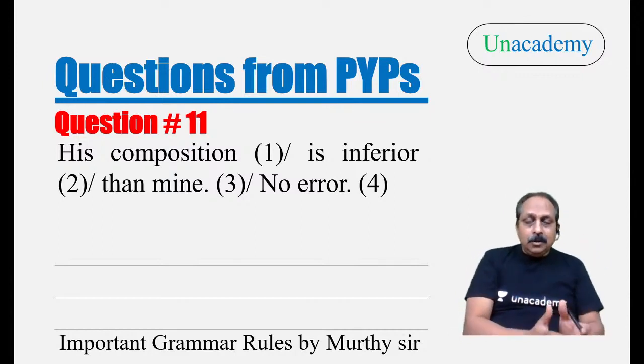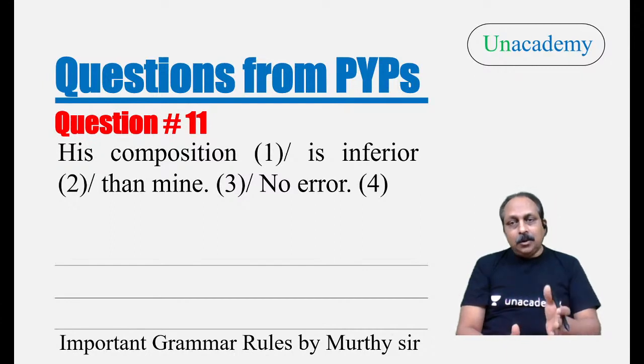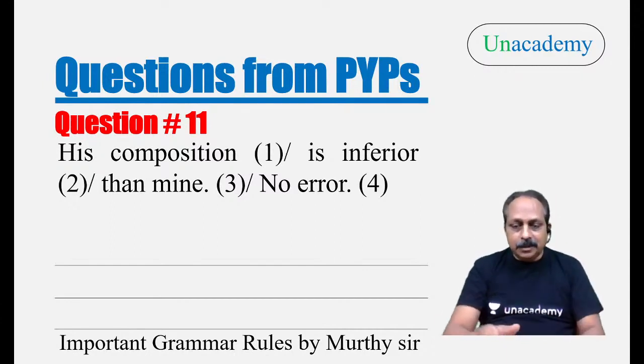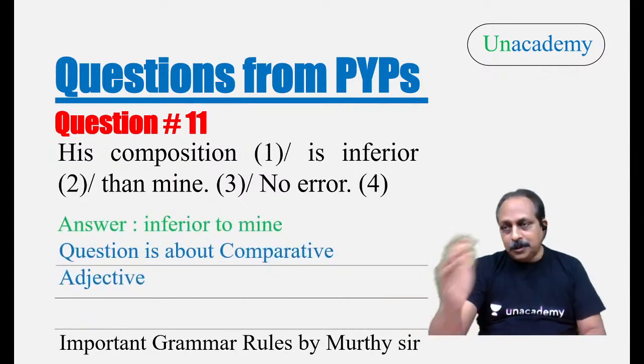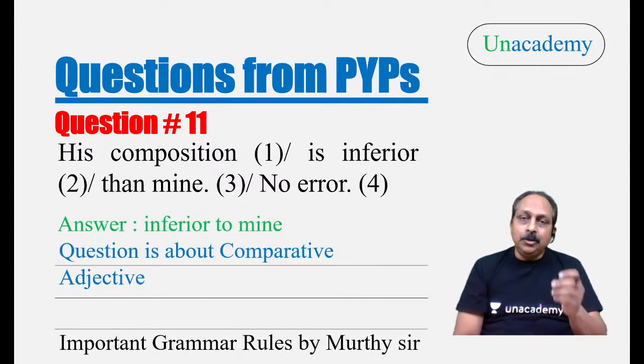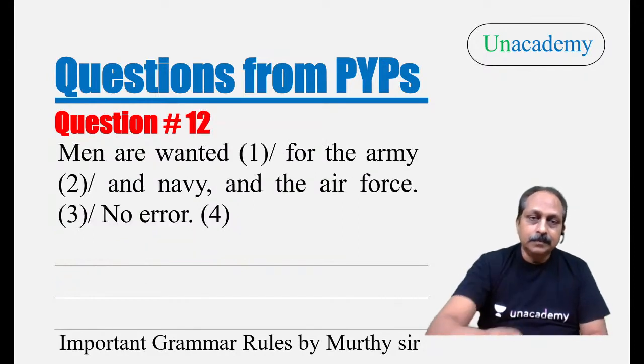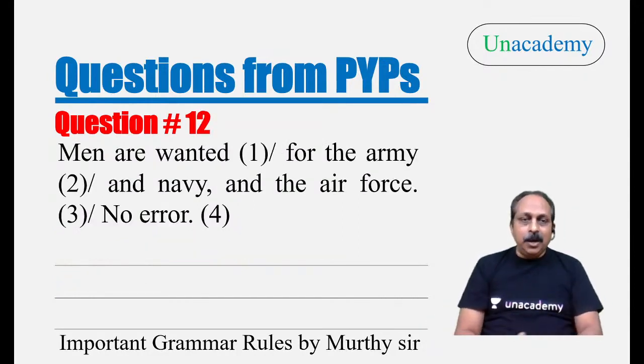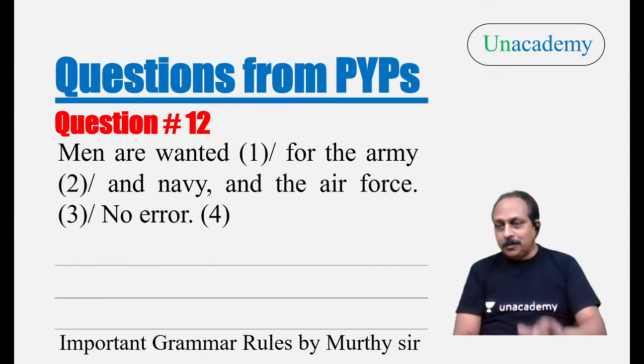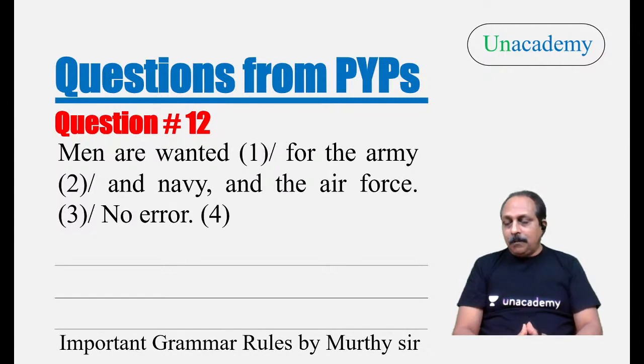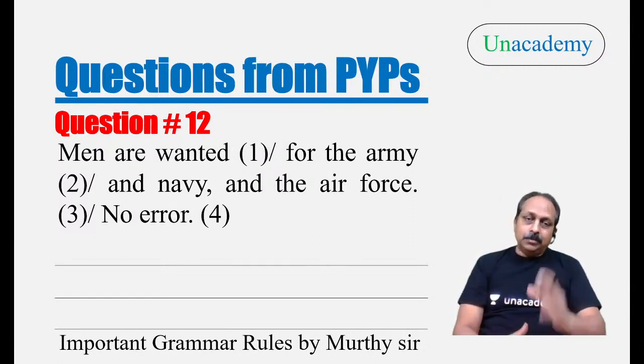Typical example, in so many competitive exams, they've given the verb prefer. She prefers coffee than tea. Not correct. She prefers coffee to tea. That is correct. An easy one, a lot of students have answered. Inferior to mine. The question is about comparative adjectives. Now let us go to question number 12. Men are wanted. Those who have answered, don't respond. She prefers coffee to tea. That is right. Prithviraja and Rajshekhar also prefer to.